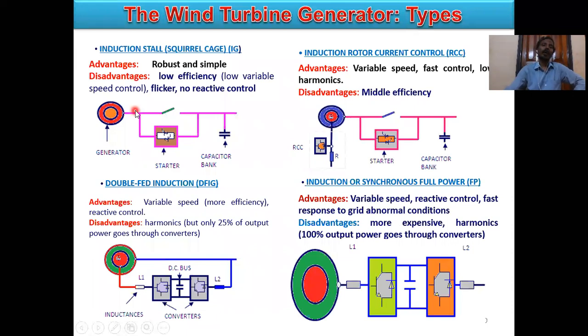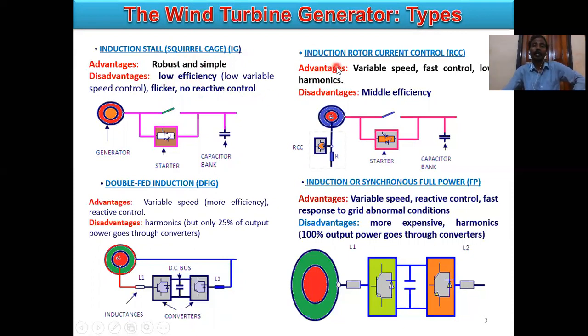So next, the wind turbine generator types. Mainly there are 4 types of wind turbine generators. Type 1, induction stall, squirrel cage induction generator. What is the advantage? Robust and simple. And what is the disadvantage? Low efficiency, flicker, no reactive control.